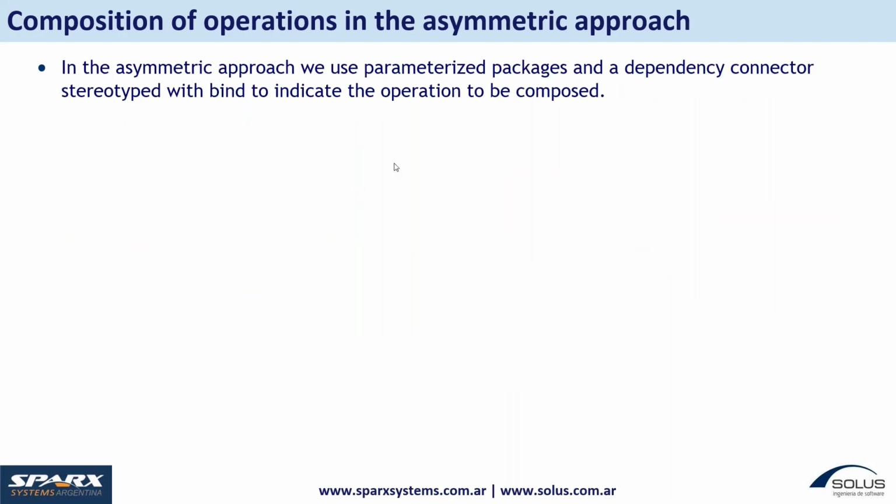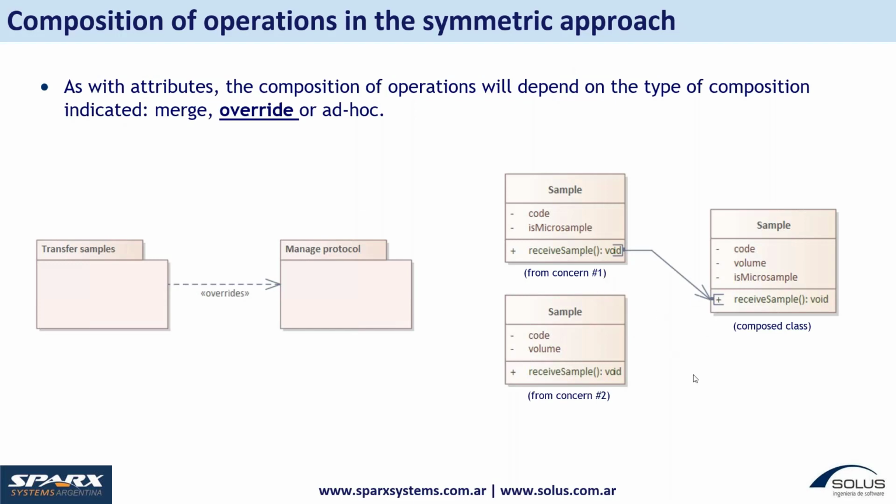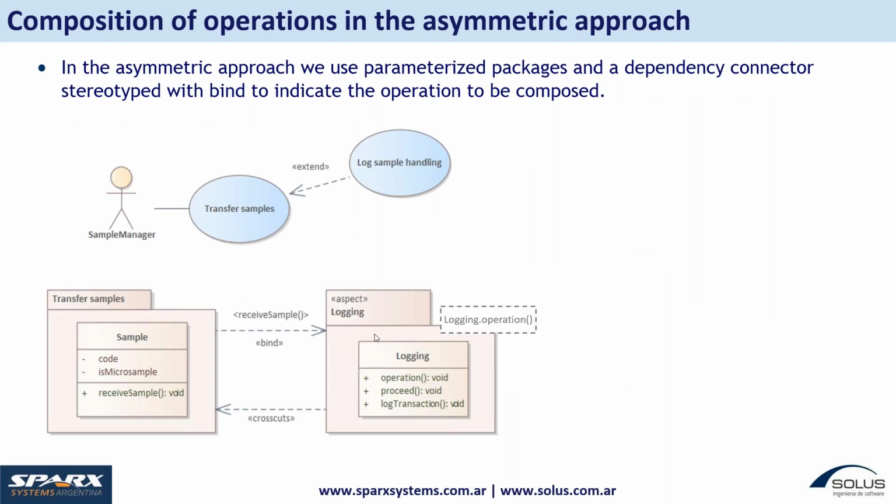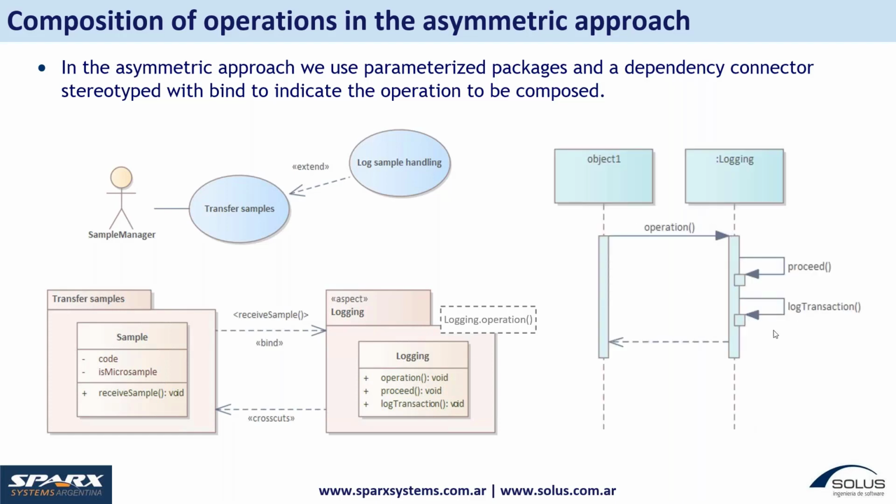Well, once we have merged the classes belonging to the problem domain, we have to connect the cross-cutting concerns. And in this example, we need parameterized packages for the cross-cutting concerns in order to indicate the method that will enter the package. And then we have how to manage the methods. We'll have the entering method and the advice that will be added before or after the entering method, depending on the point cut.